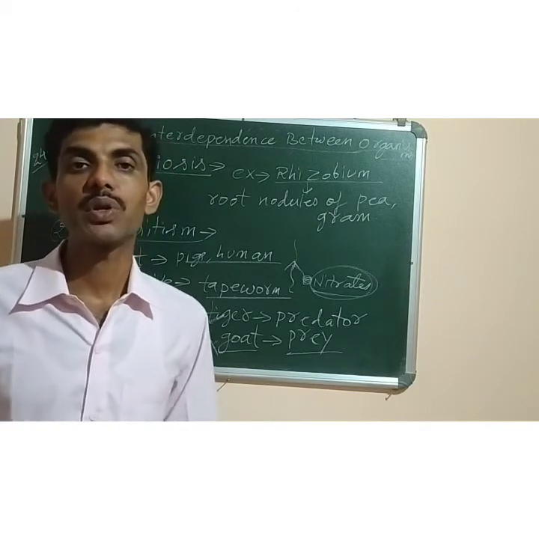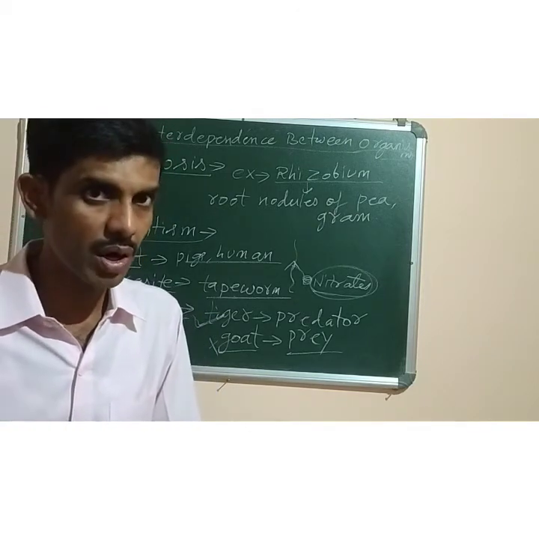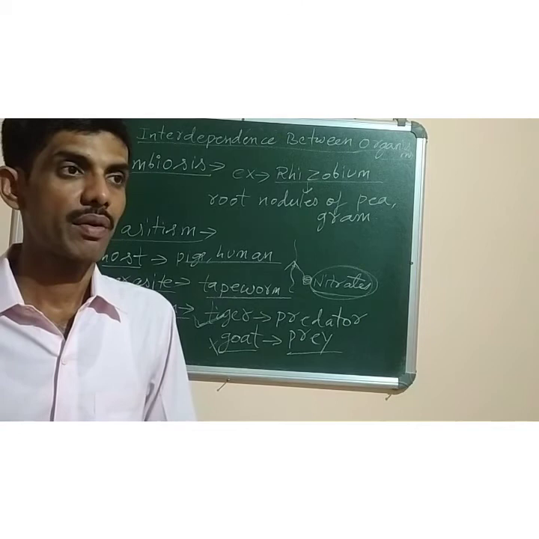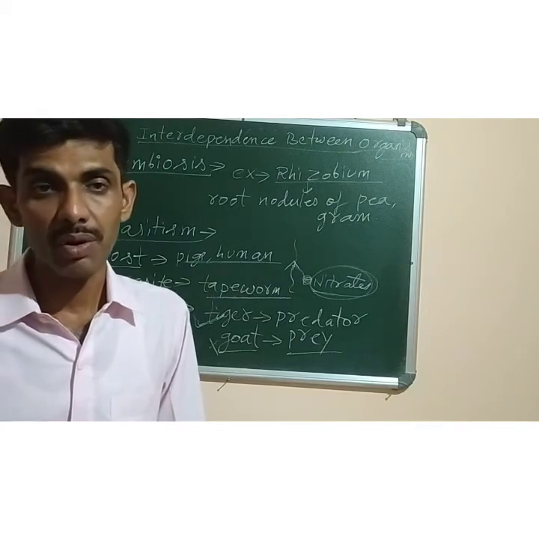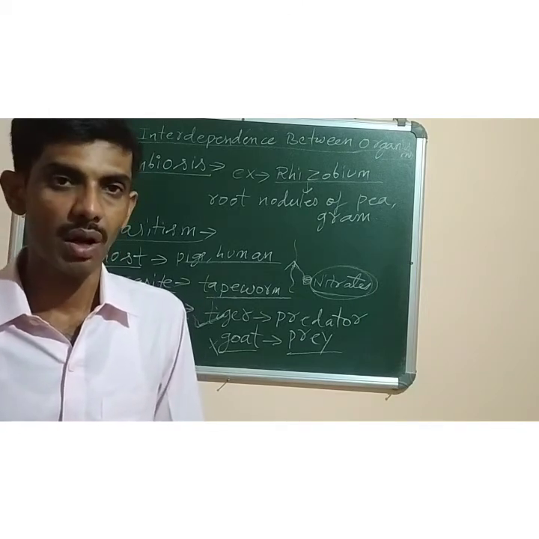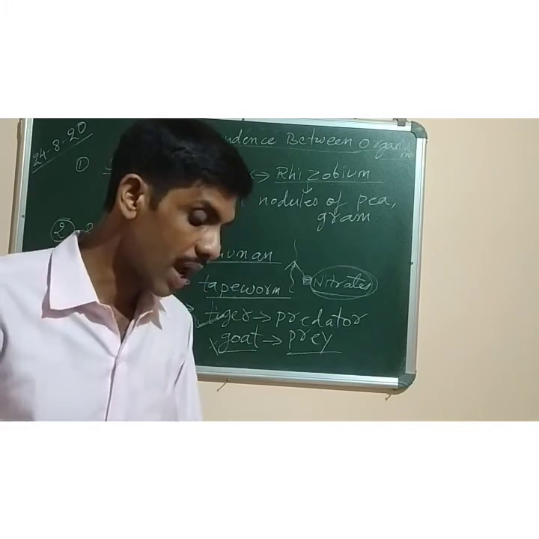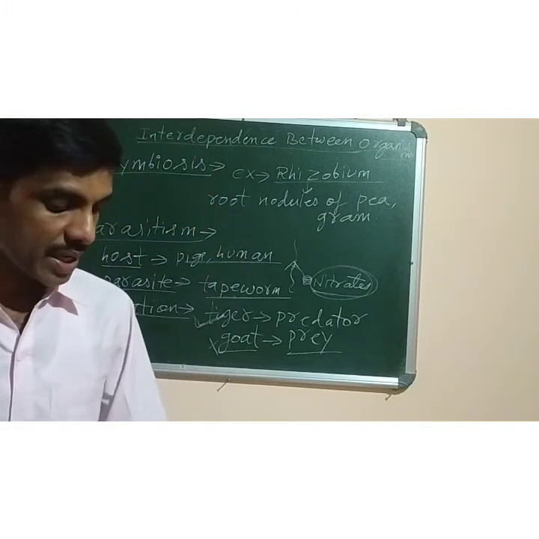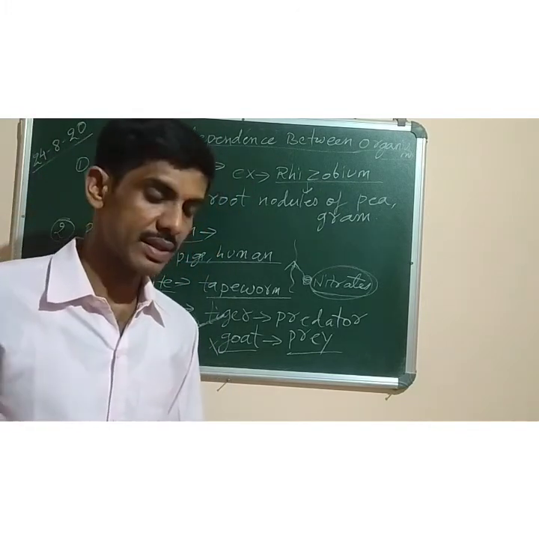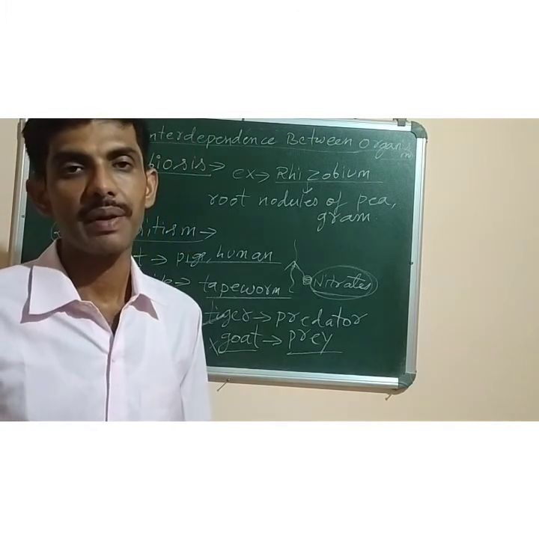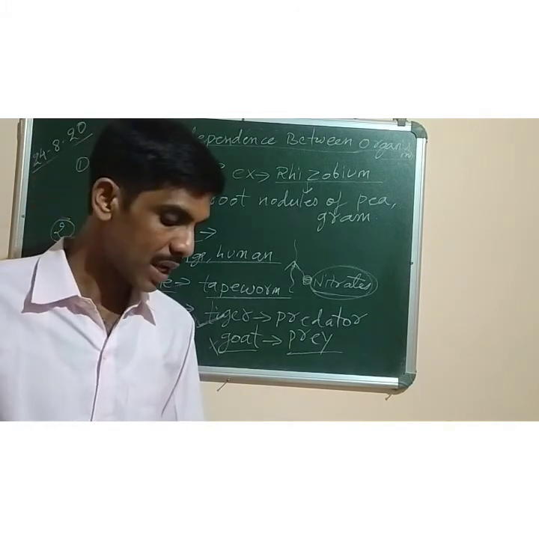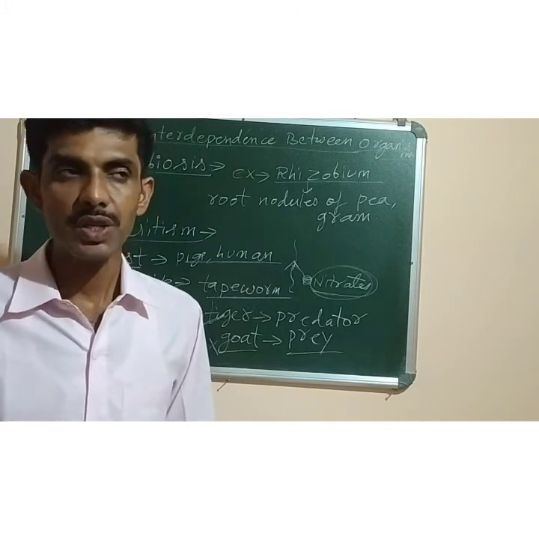Like black soil is suitable for the growth of cotton. Similarly, you can find that the soil which is found in a mountainous region is different from the soil of the desert region. Then we have temperature. Temperature is one of the important factors that helps to determine what type of plants or animals will be found in which part of the earth.